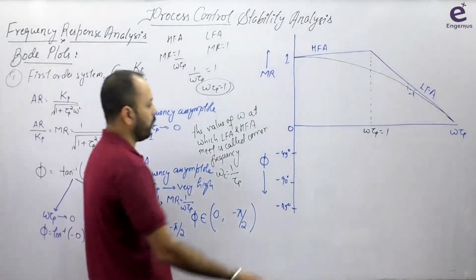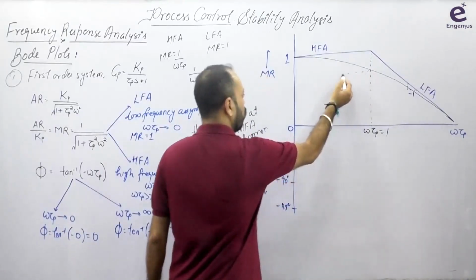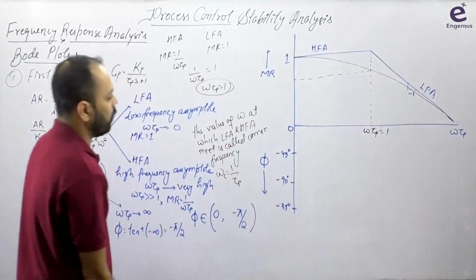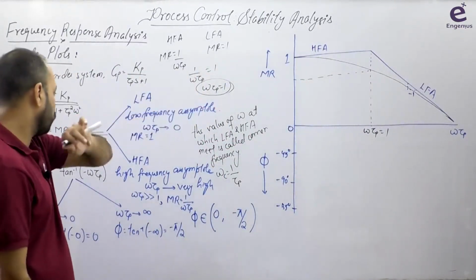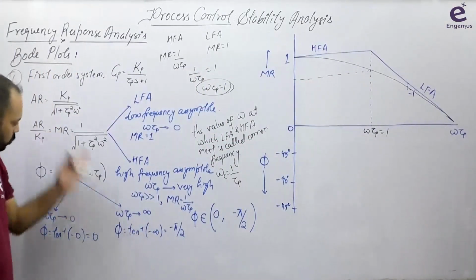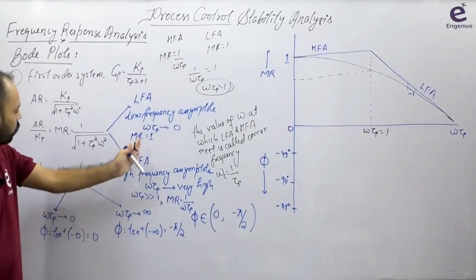Now, if I ask you that, can you calculate this value? However, it has never been asked in GATE, but still, let us do that calculation. What is that value? Omega tau p is equal to 1. From where are you going to calculate the value? From which equation? This equation? MR is equal to 1?